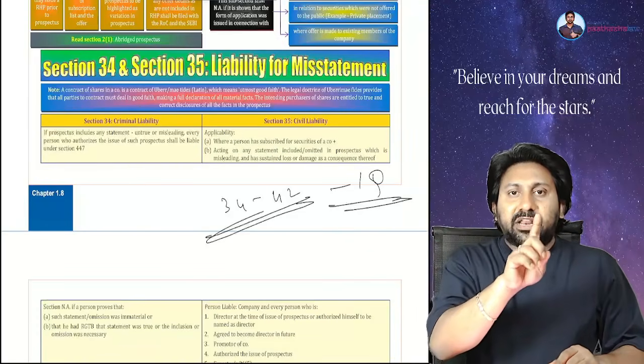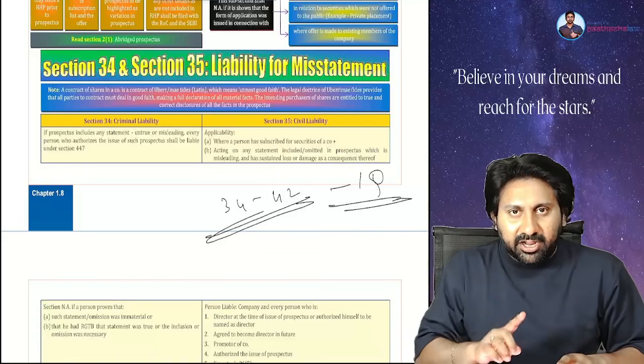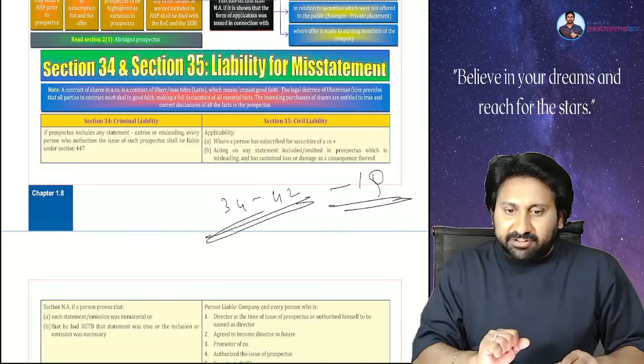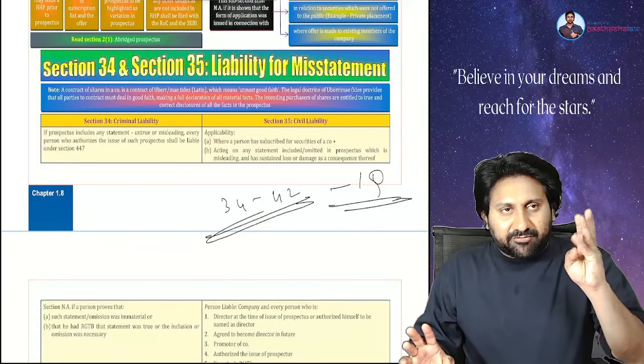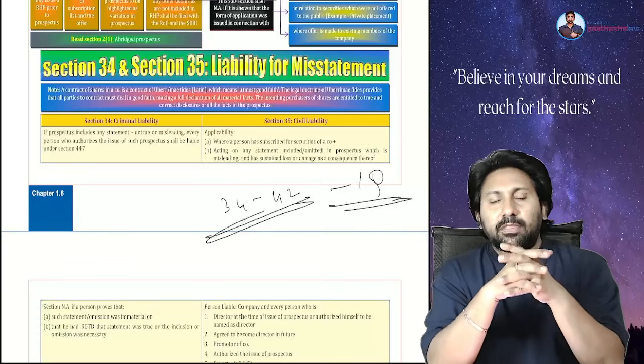First I will tell about Sections 33, 34, 35, 36, 37. These sections I will first discuss. These 4 sections. Okay. First one, Section 34.